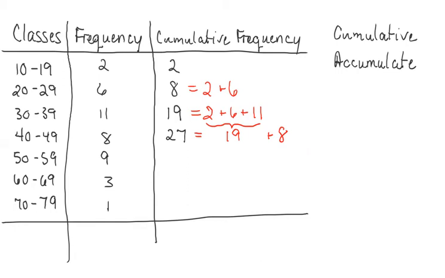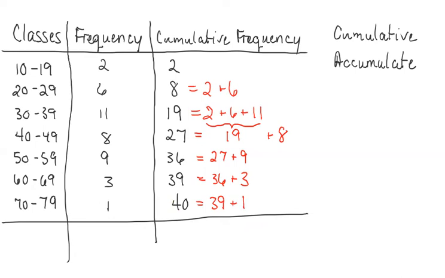So for the next one, we can take the 27 that we've accumulated so far, and we're going to add 9 more onto it. That takes us to 36. And so on. For the next class, we take the 36 we have already accumulated, plus 3 more from this new class, and that gives us 39. And then for the last one, we take the 39 that we've accumulated up to this point, plus 1 more from this new class, and that gives us 40.